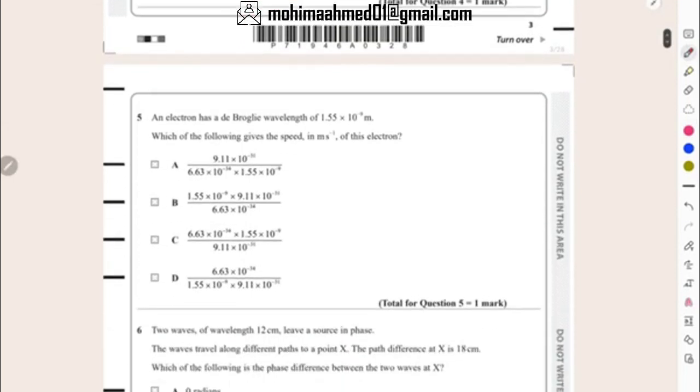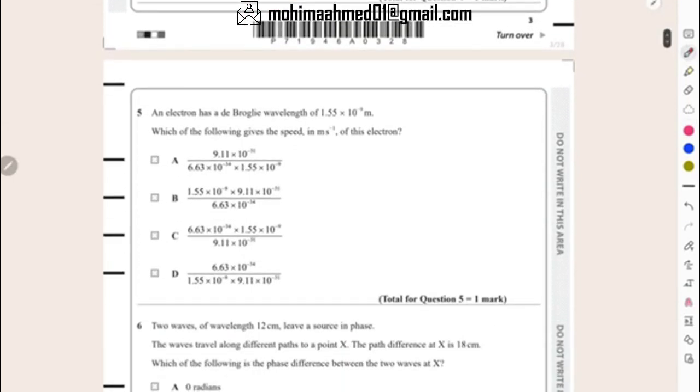Moving on to question 5. An electron has a de Broglie wavelength of 1.55 × 10^-9 meters. Which of the following gives the speed in meters per second of this electron? Now, the de Broglie wavelength is not exactly related to speed, but it is related to momentum, and momentum is related to speed, right? So over here, they have already given you the value for lambda.